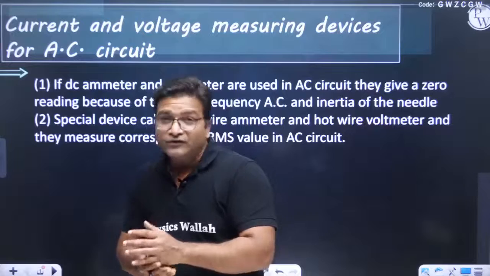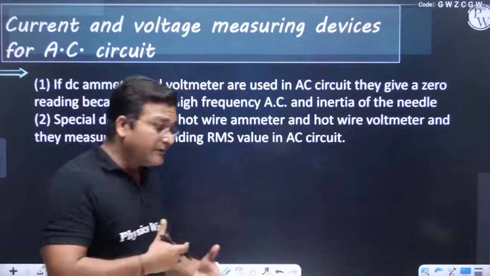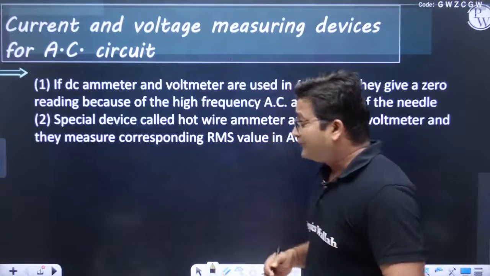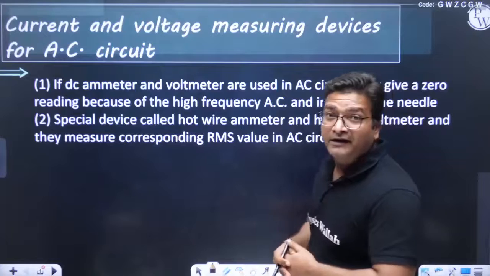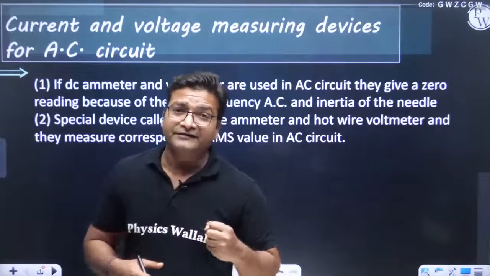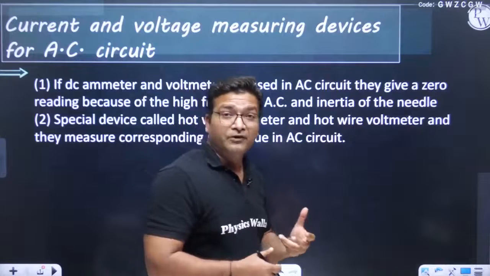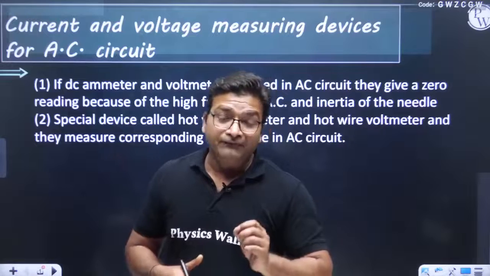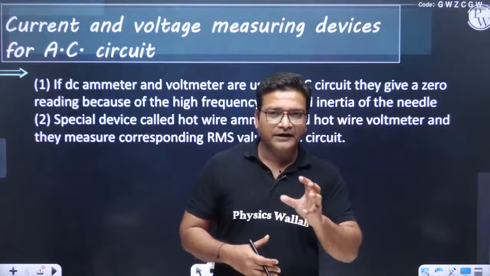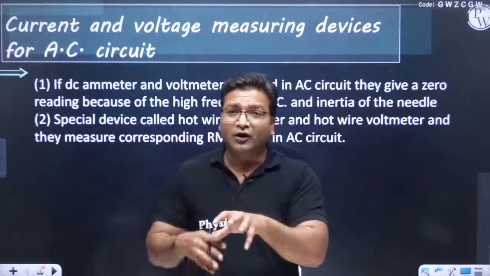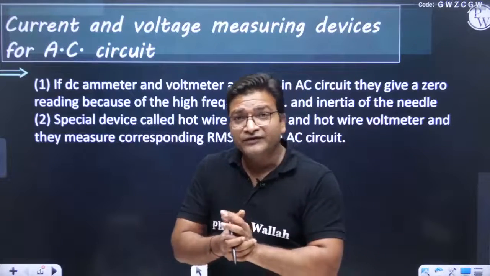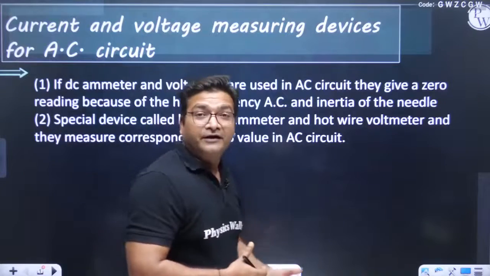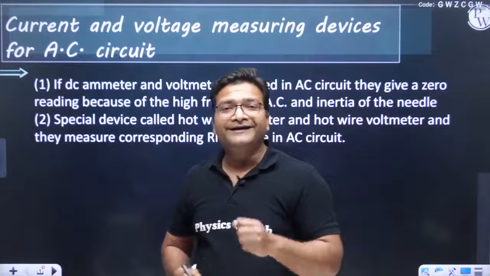So meters like DC galvanometers and DC ammeters are not useful here because the average is simply 0. If we want to measure alternating current or voltage, special devices called hot wire ammeter and hot wire voltmeter are used, and they measure the effective value. Remember, if you see AC meters, it must be written there, AC meters or hot wire instrument. Whenever you see terms like this, always remember they measure the effective value of current or voltage, and that effective value is simply the RMS value.